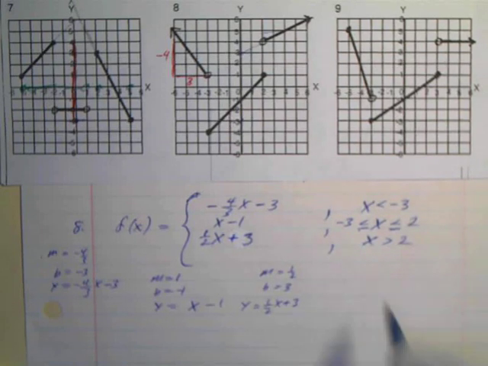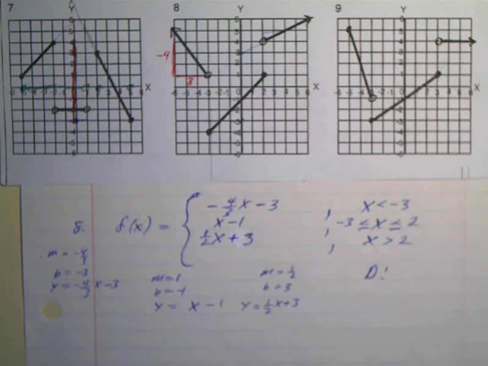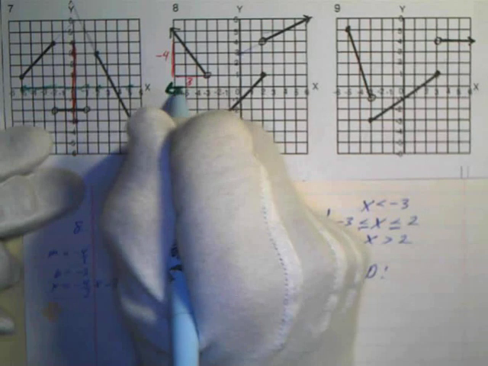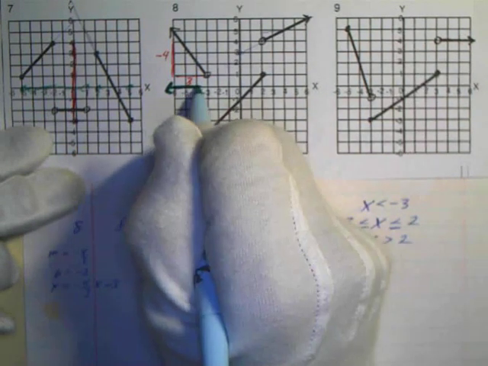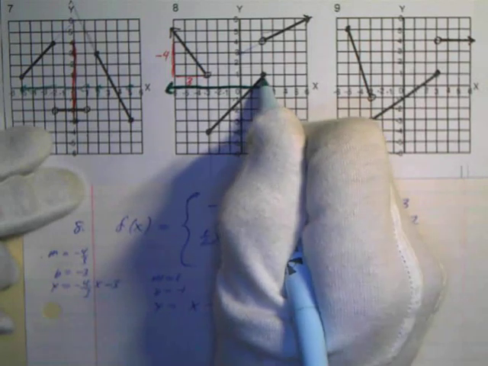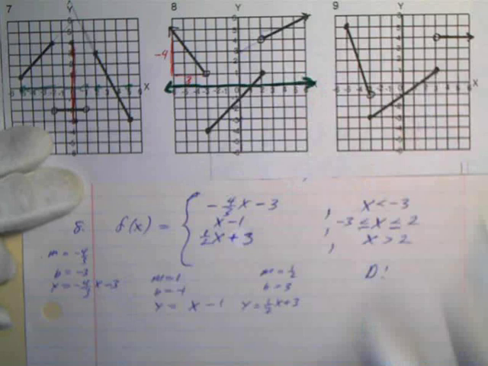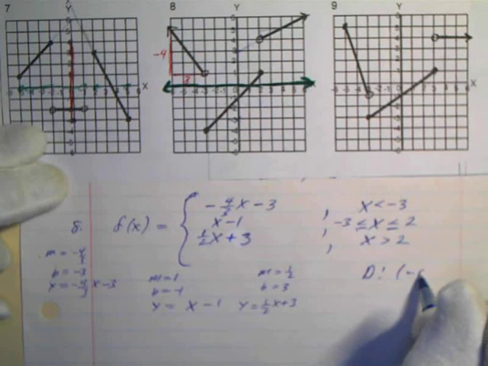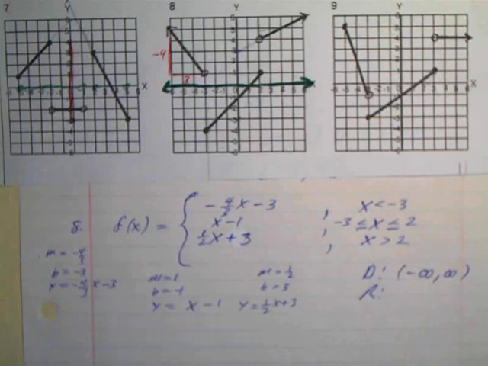All right, then we have to figure out the domain. So what's the domain of this function? Well, it looks like the domain goes all the way from here, going out in this direction over here. And it looks like it's all covered. And then this point here's open, but it's covered here with a dot. Same thing here. It's got a dot here, even though it's open there. So it looks like the domain is all real numbers. Looks like it's covering everything. Negative infinity to infinity.